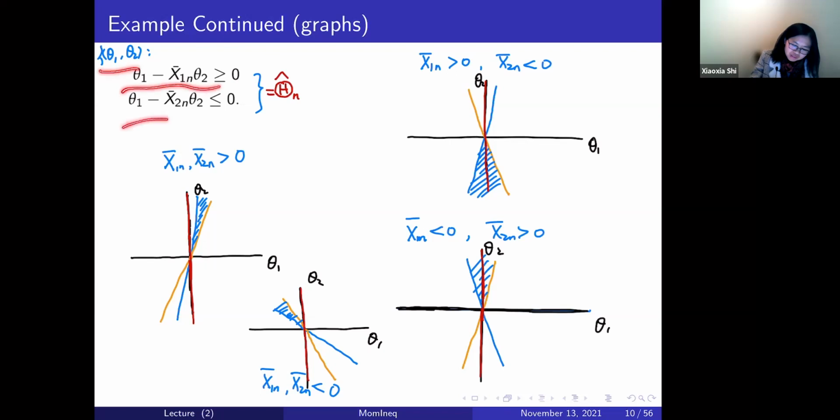We can try to figure out what this set is for different configurations of x1 bar and x2 bar. When x1 bar and x2 bar are both positive, then what we have is theta 1 bigger than this positive number times theta 2, and theta 1 is less than or equal to x2 bar times theta 2. That's also a positive number. So you can draw these boundary lines for these two inequalities. I'm going to make this blue so that it matches the curve's color.